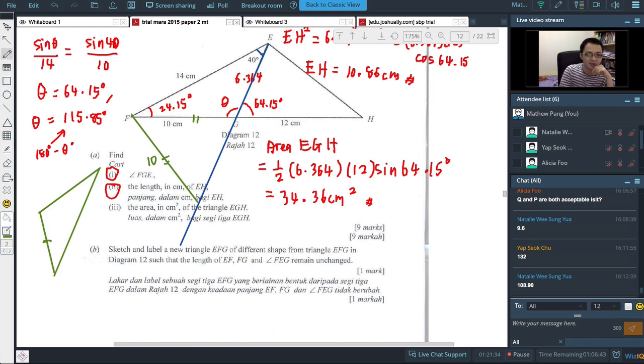So this one remains unchanged, 10 centimeter, which is F. This is the new G. Alright, the G is here and the E is here. Because the question says this angle has to remain 40, I keep it 40. And then the question says EF has to remain 14, so here has to remain 14. Then I fulfill all the conditions, and this is my new triangle. It's 1 mark only. Yeah, so let me just move on.